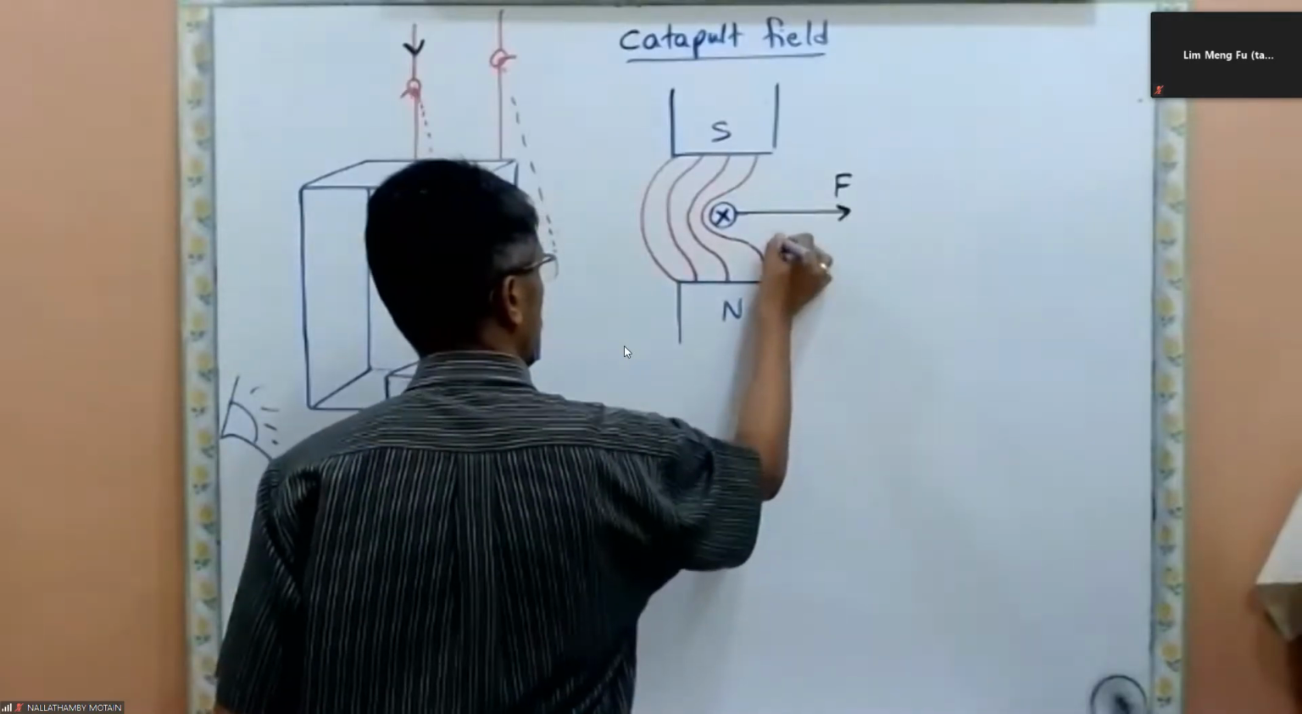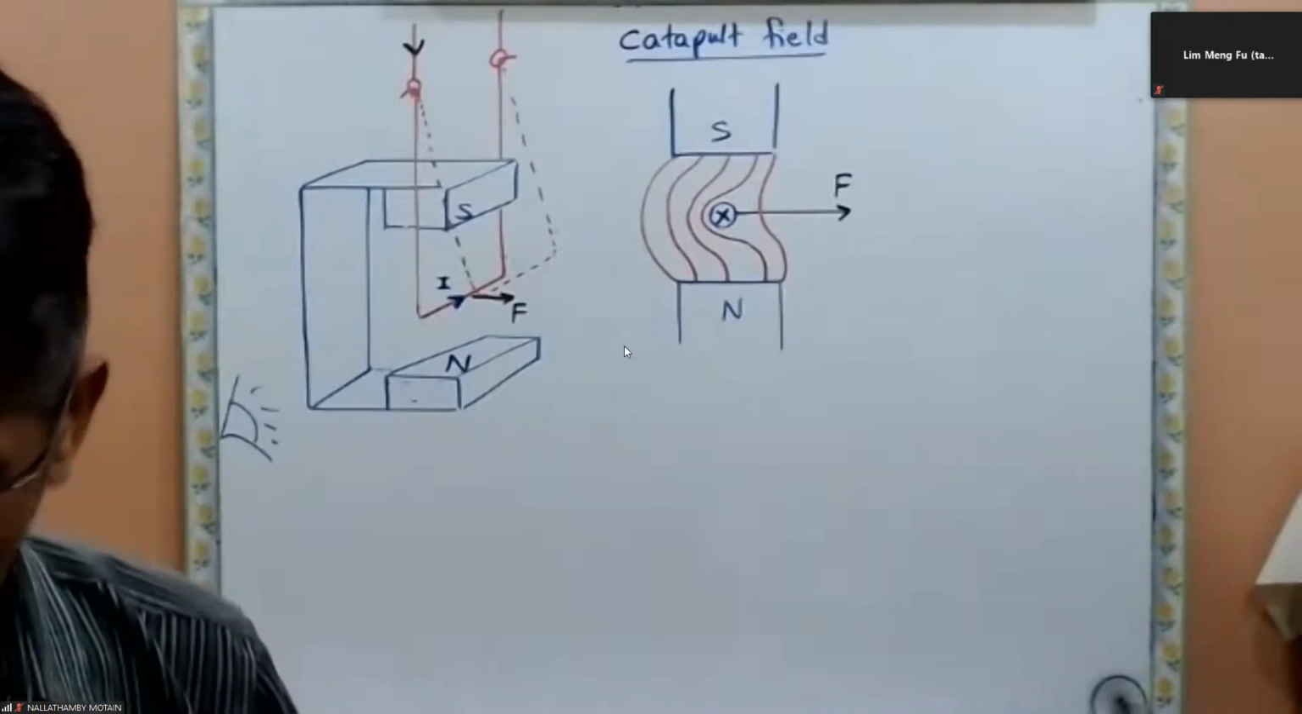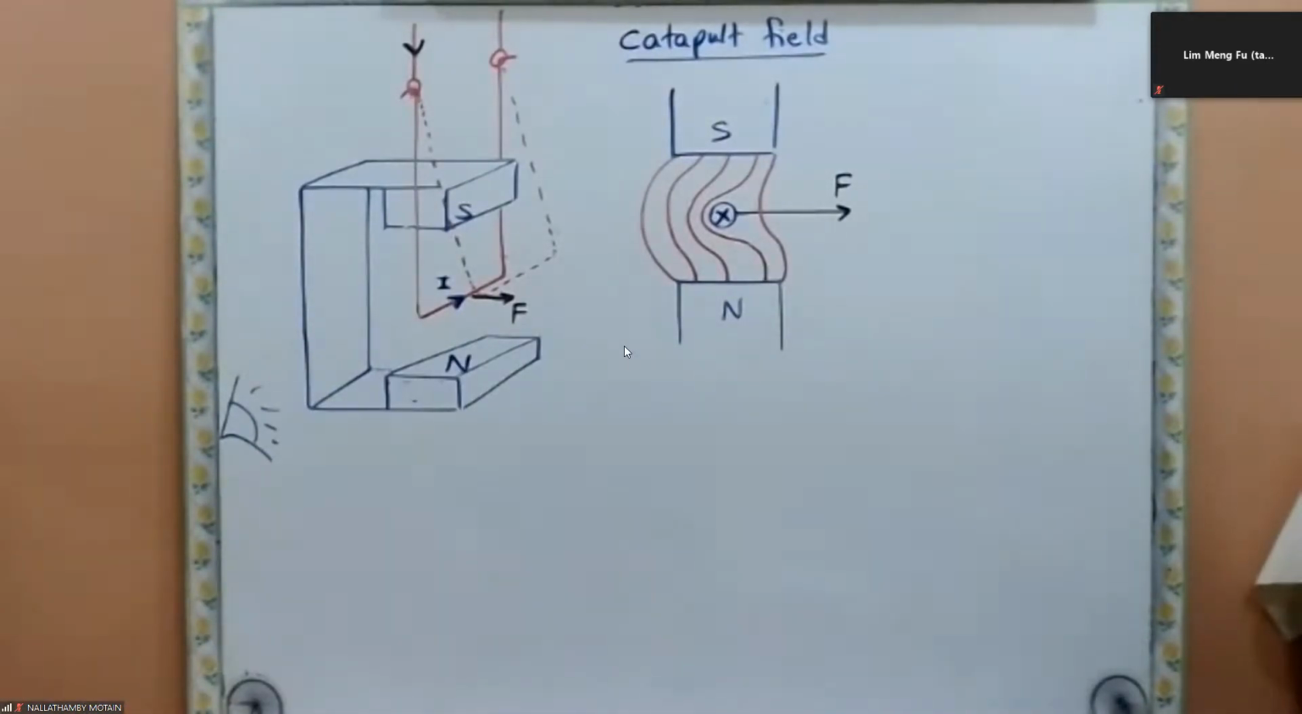And then on the right hand side, we draw only one, less. So less concentration of magnetic fields. Very few magnetic field lines.